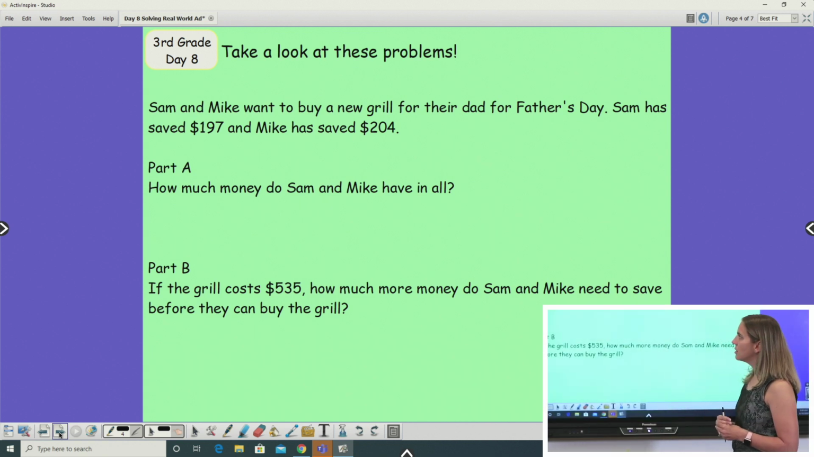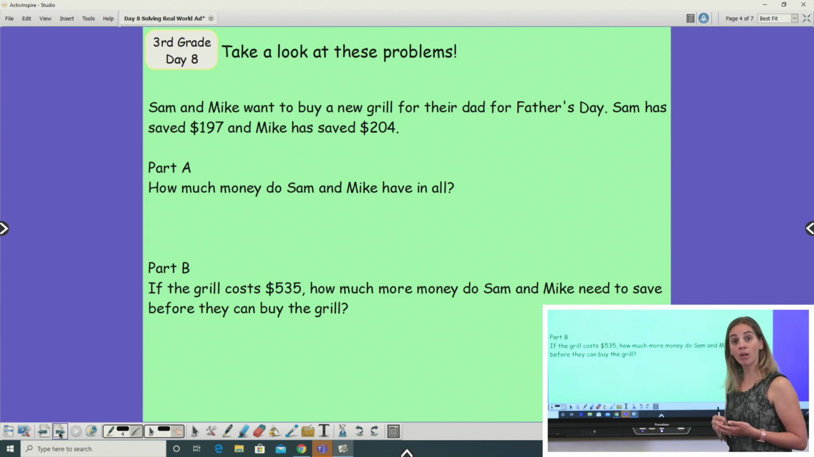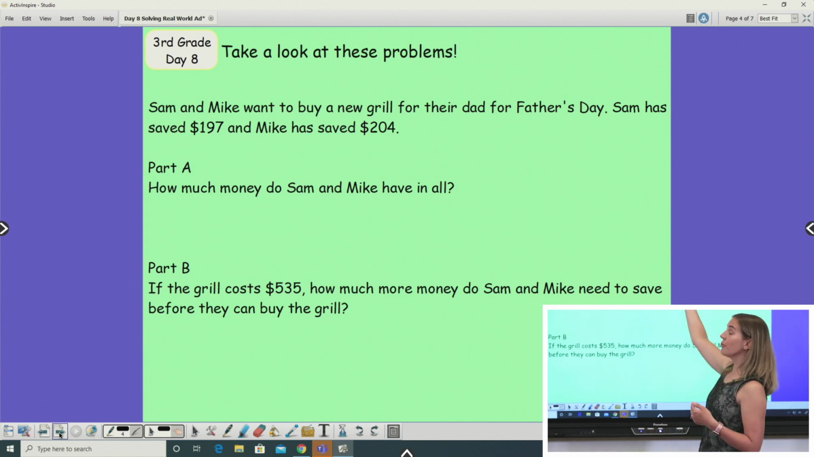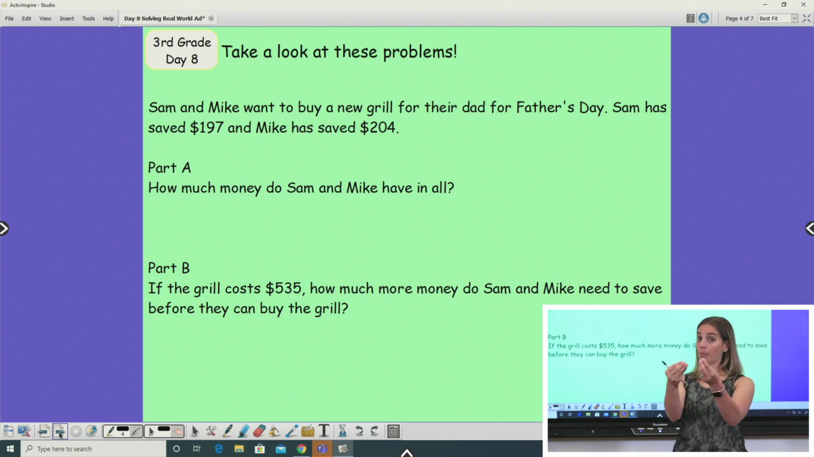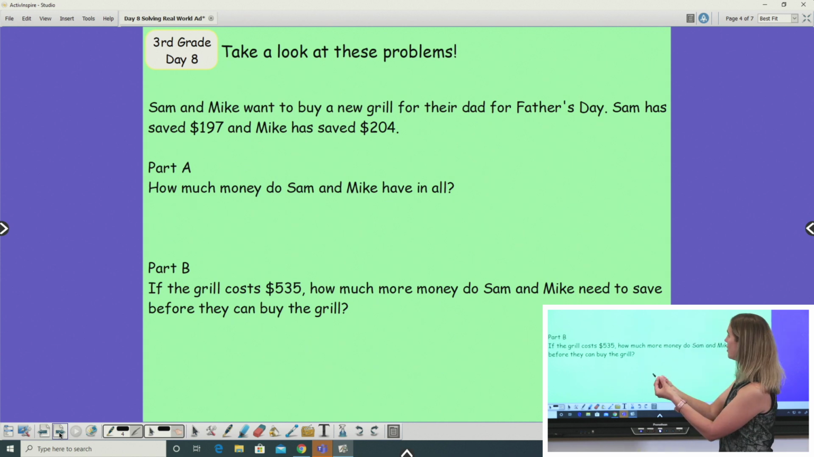Okay, well, let's think about what we know. Do we know how much Sam has? Yeah, he has $197. Do you know how much Mike has? Perfect, 204. So if I want to know how much they have all together, then I'm going to take Sam's part plus Mike's part and put them together, right? So let's do that. Let's write that equation and put a variable in for that unknown.